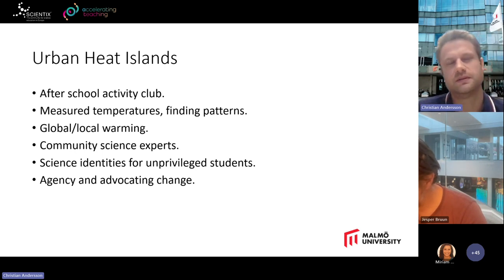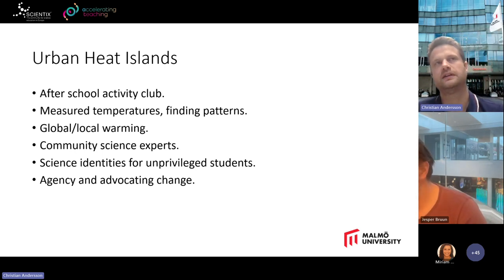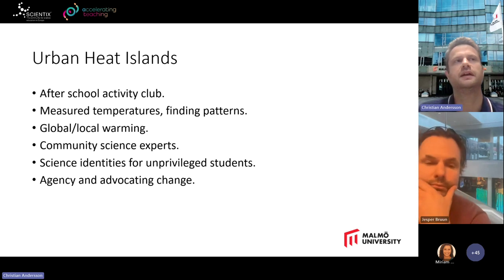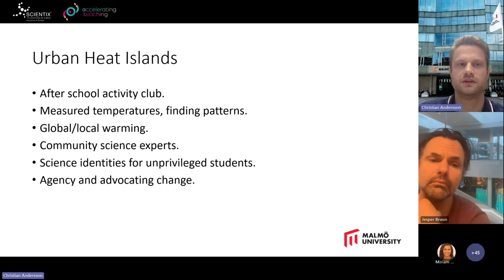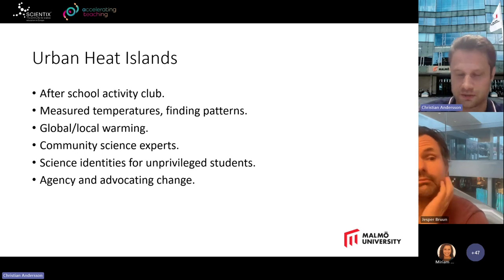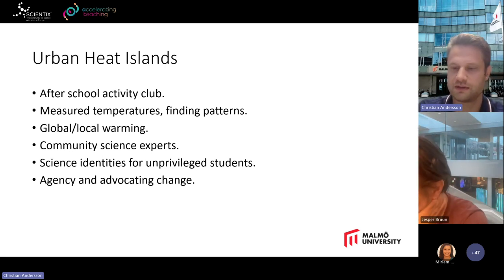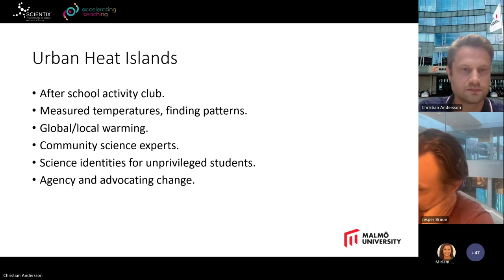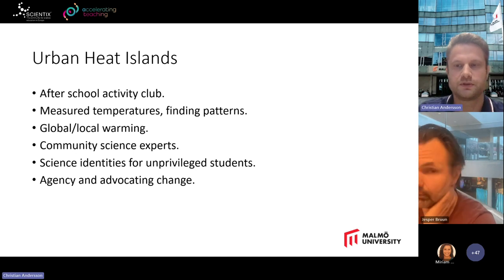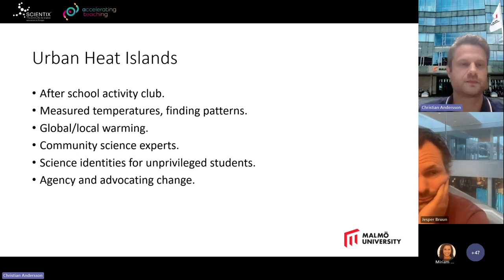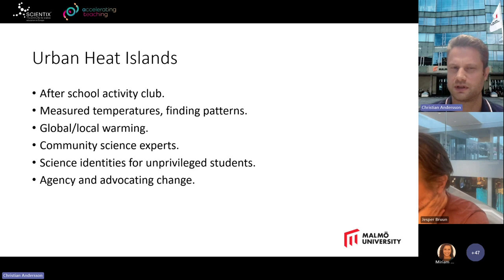Also, these students realized when they interviewed people on the street that, hey, wait, we're the experts here. We know more than the general public about this effect because they had done the measurements. They understood the physics here. So that helped them to build a science identity that isn't very common among these segments of the population because these were unprivileged students living in downtown areas, impoverished areas.